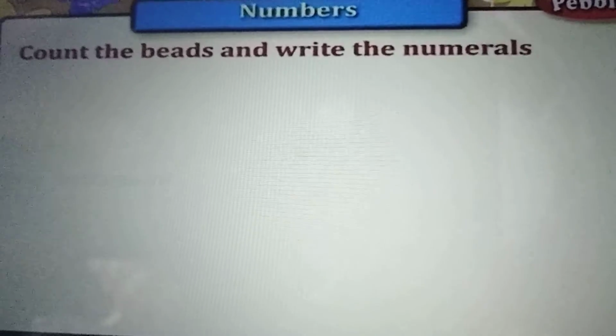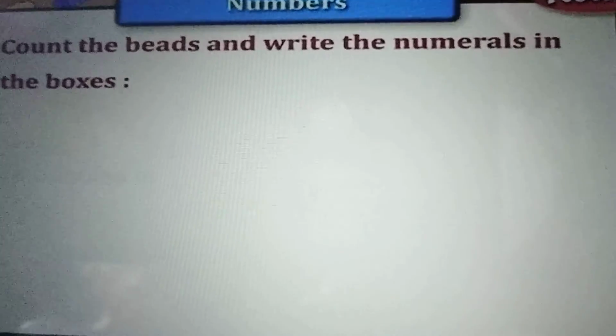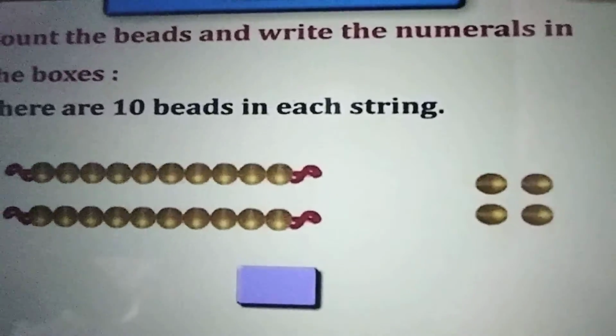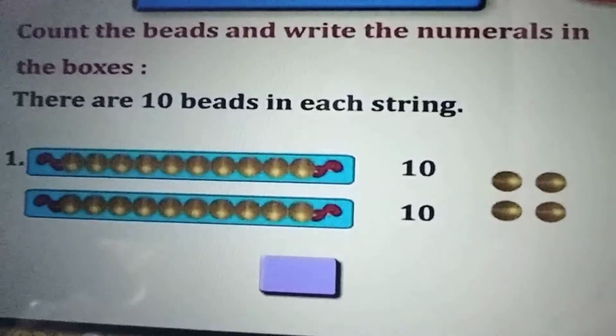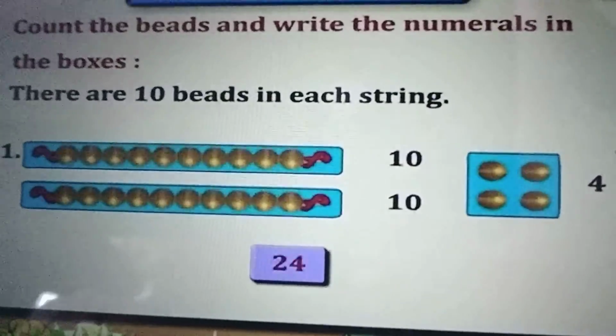Count the beads and write the numerals in the boxes. There are 10 beads in each string. 10 plus 10 plus 4 is equal to 24.